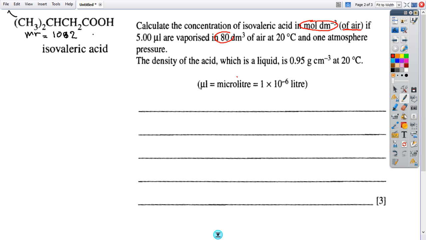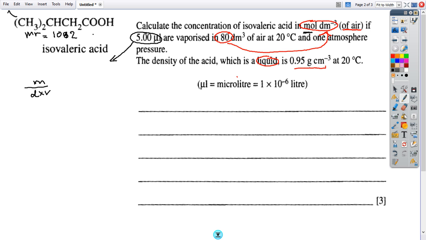So we're looking at it here in 80, but we've got to eventually end up with it per 1 decimeter cubed. Okay, the density of the acid, which is a liquid, so that's important, it's 0.95 grams per cubic centimeter. So just to remind us that mass equals density multiplied by volume. Okay, so we need to get from this value here into moles, which is here. So how do we do that?